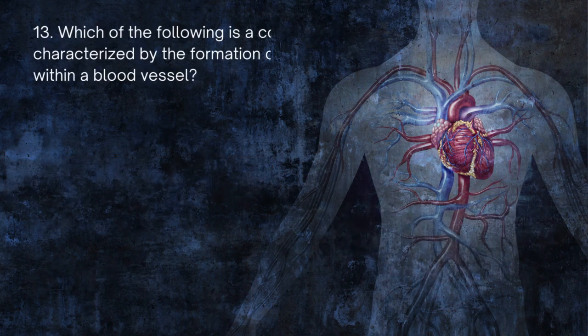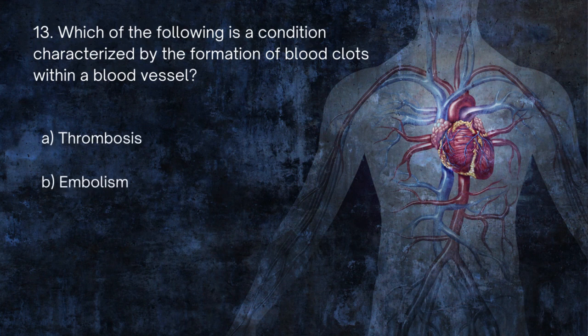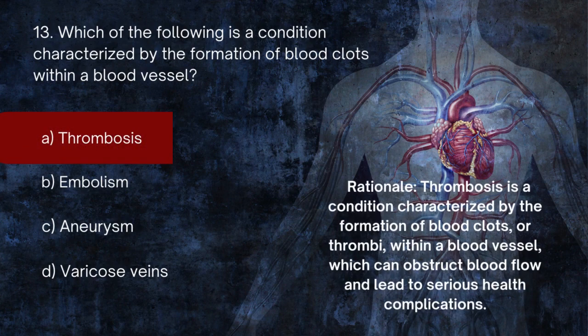13. Which of the following is a condition characterized by the formation of blood clots within a blood vessel? A. Thrombosis. B. Embolism. C. Aneurysm. D. Varicose veins. Rationale: thrombosis is a condition characterized by the formation of blood clots, or thrombi, within a blood vessel, which can obstruct blood flow and lead to serious health complications.